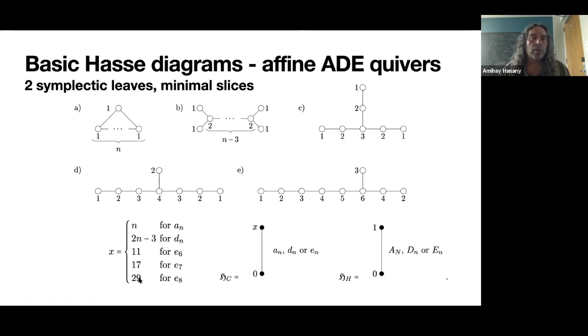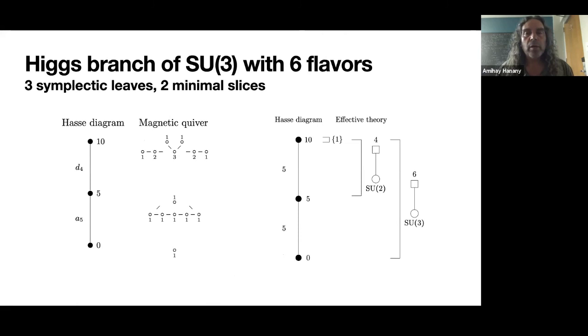Any questions? Okay, so we went over a simple set of Higgs branches. Now let's do an example where the symplectic leaves have some structure. So three leaves instead of two, or two slices. The example that I picked is the case of SU3 with six flavors.